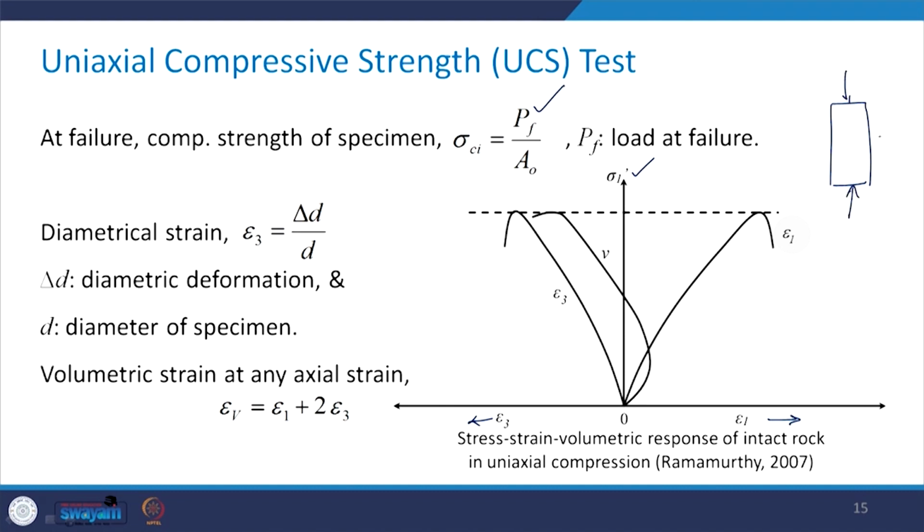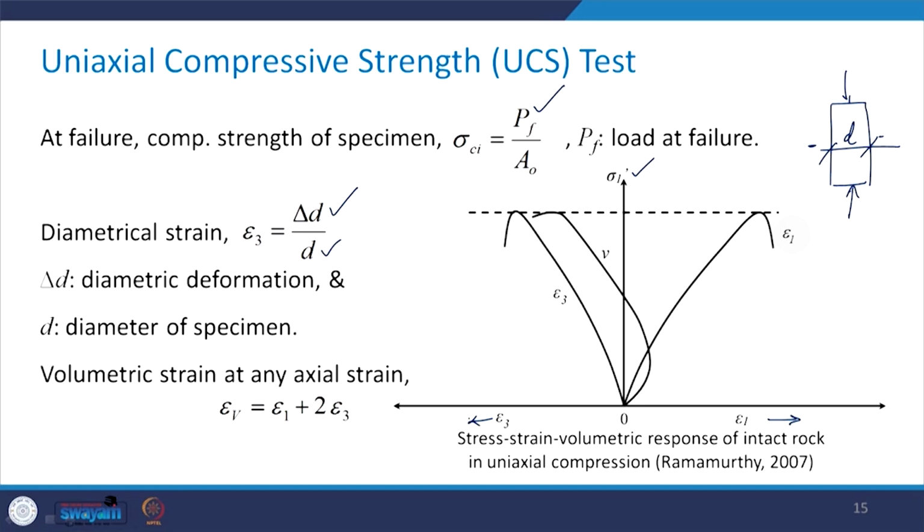There is no confinement here on either side, all around the specimen. So what happens? Along with the application of this vertical load, this specimen is free to deform in the lateral direction as well. Let us say that delta D is the diametral deformation, that is, deformation in this direction, and D is of course the original diameter. So the diametral strain can be defined as delta D upon D, which has been plotted here on this scale.